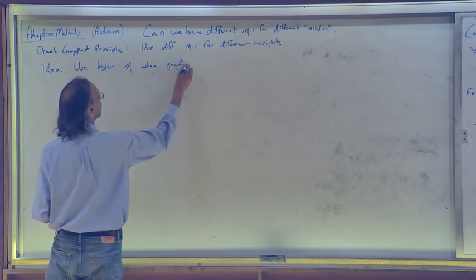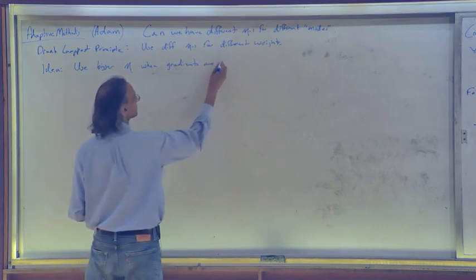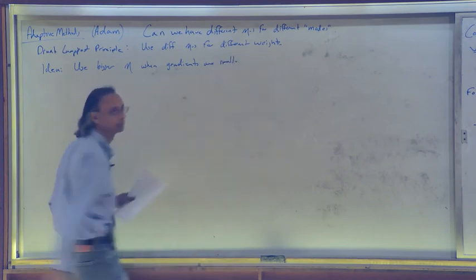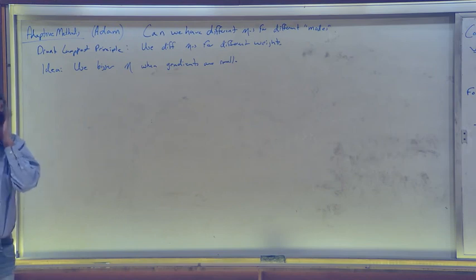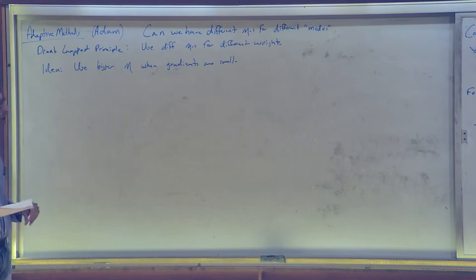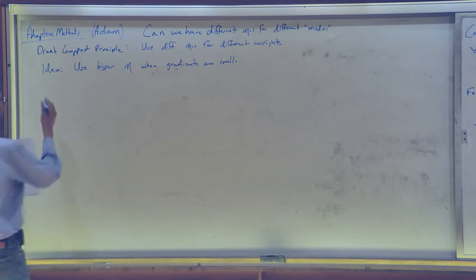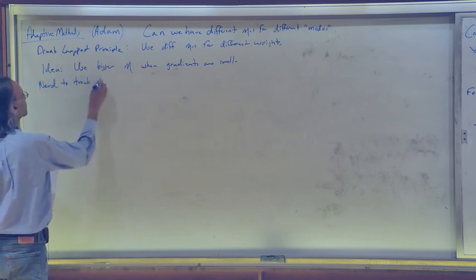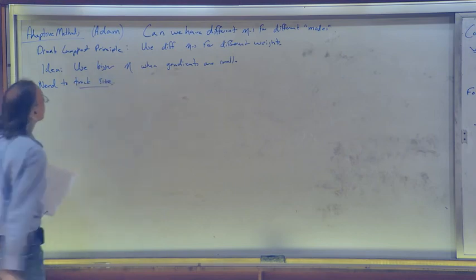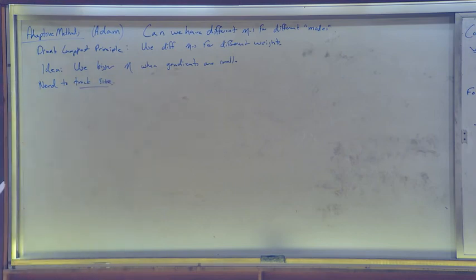Gradients are small. So what you need to do is know when gradients are small and when they are big, right? Like the most basic thing. The idea is to use a bigger eta when gradients are small, so you need to track size somehow. So again, the algorithm is as follows.